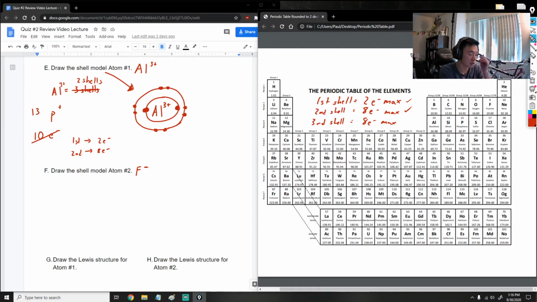Alright, so moving on, we can do the exact same thing for F minus. We said earlier that F minus has 9 protons and it has 10 electrons, and this information came from the directions. If we look at F on the periodic table, which row is F on? How many shells does F have? You should notice that F is on the second row, because it's row number 1 and then row number 2. So that means regular F has 2 shells. So I'm going to draw F minus and I'm going to draw 2 shells.